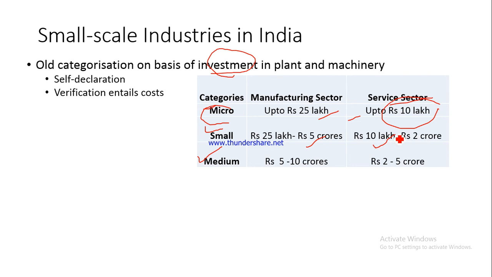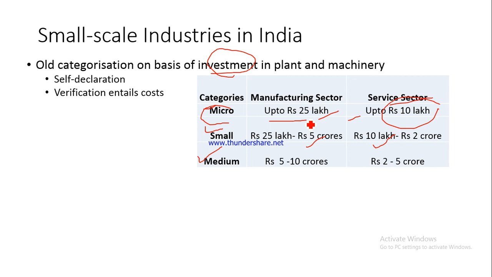What is the reason? Please understand, manufacturing sectors are generally capital intensive. They have to purchase machines, they have to purchase the most advanced machinery, so they are more capital intensive, and naturally to purchase these machines you need to invest more, you need to spend more money, and that is why the investment limits have been kept higher for manufacturing sector enterprises. On the other hand, service sector, you do not need too much investment.